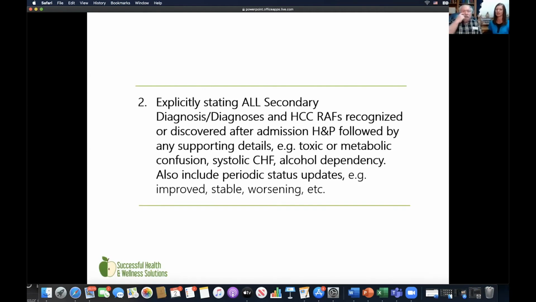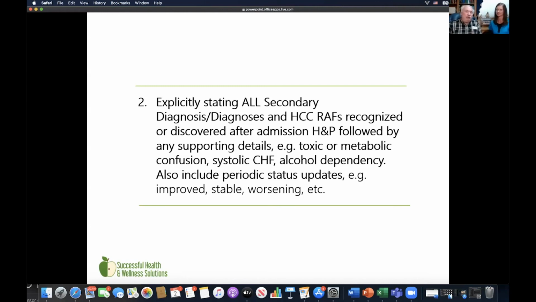The second thing is explicitly stating all secondary diagnoses and HCC RAFs recognized or discovered after the admission H&P, followed by any supporting details. An example of this would be toxic or metabolic encephalopathy, systolic congestive heart failure, alcohol dependency. And then you would also want to make sure that you are including a status update to these conditions, stating if it's improved, worsening, stable, controlled, better, however you would want to describe that, but you would need a status update on each one of the conditions.